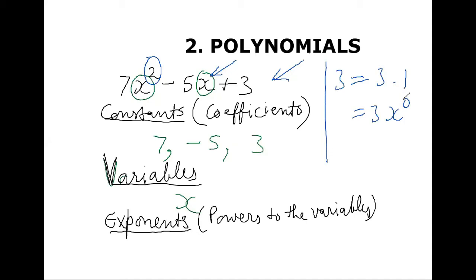So what are the exponents in this expression? Here it is 2, here it is 1, and here it is 0. 2, comma 1, comma 0. So this is an expression. We have just studied the components of an expression. Got my point? Yes, sir.